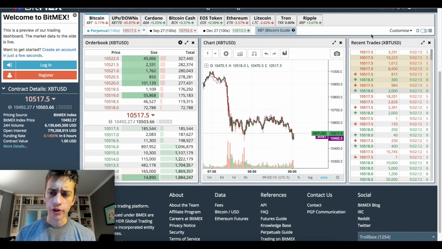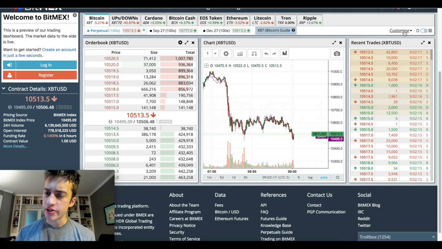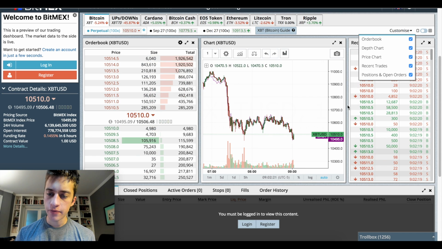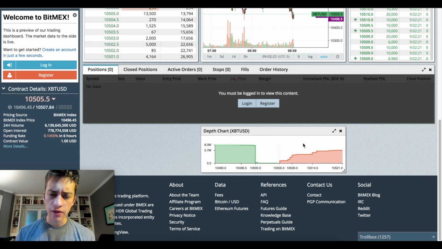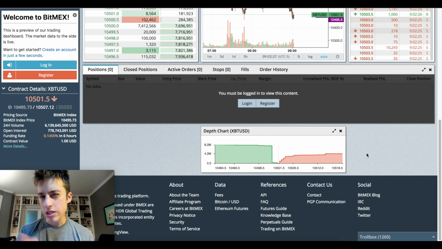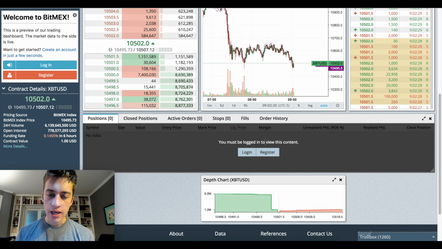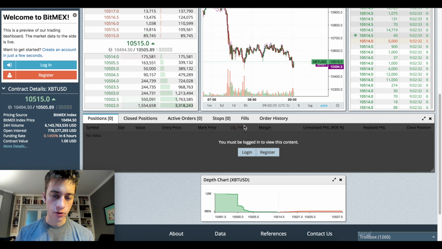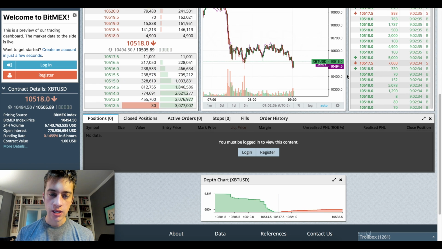So that's really what we're looking at here. You can also add in other things here. I didn't want to show them first, but you can show a depth chart. Depth chart is down here. This is showing a visual of how many limit buys there are versus how many limit sells there are, which can be a good gauge for supply and demand of the market. And this is showing you your position size, closed positions, active orders, and fills and order history and all that fun stuff.